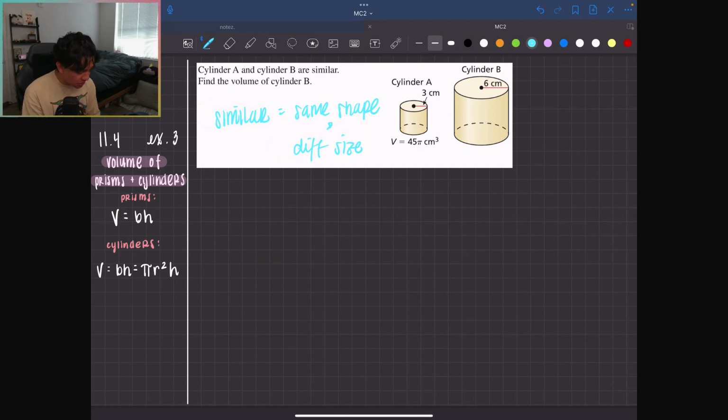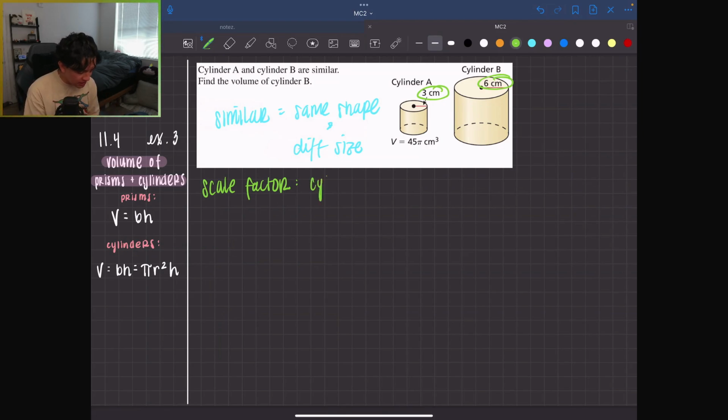The first thing that we want to do is find out what the scale factor is. And we don't want to use the scale factor for a volume. We want to give a scale factor for a unit of measurement, like centimeters, or like how long a radius is or a height is. That's what we can compare, okay? How do we find the scale factor?